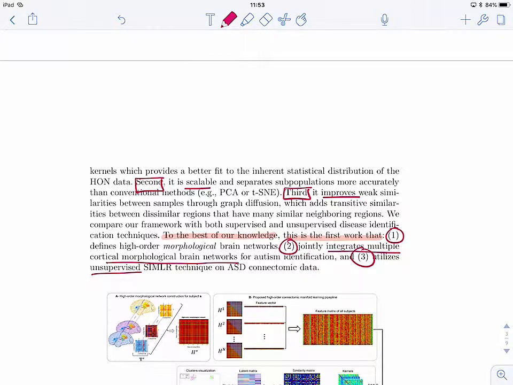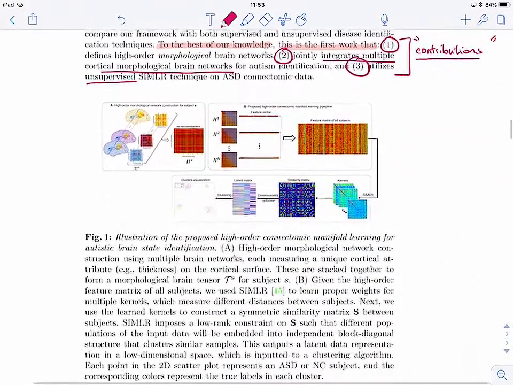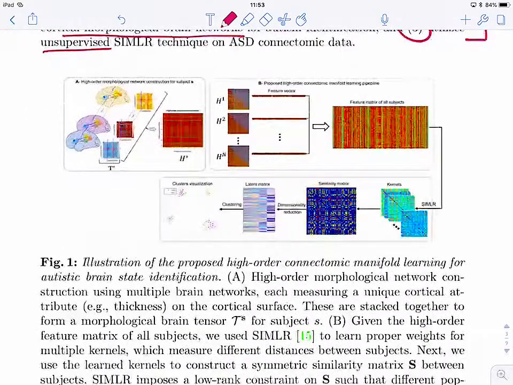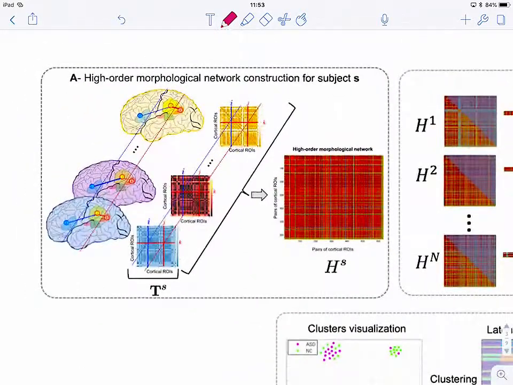So in the last part of the introduction, we presented the key contributions, okay? Now, this is the main figure, and you can see the main figure has different parts. So this is part A. You can just directly read it.